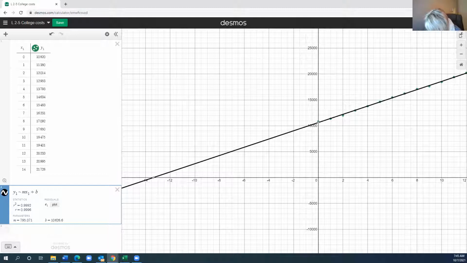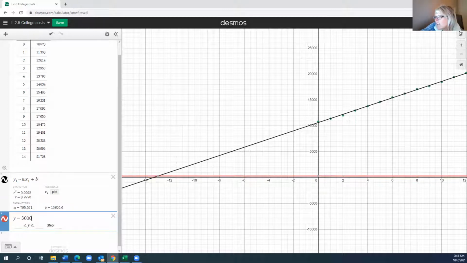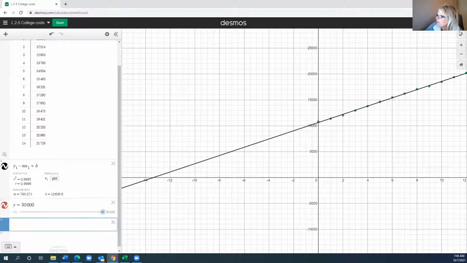So number 6 says, use your equation to predict the school year in which tuition, room, and board will reach $30,000. So now they're giving us a Y of 30,000. So, okay, we're still in Desmos. So a Y at 30,000. So in Desmos here, down below, I'm going to just say Y equals 30,000.